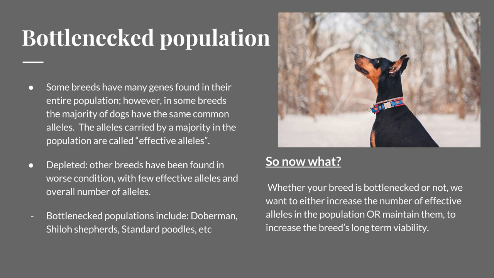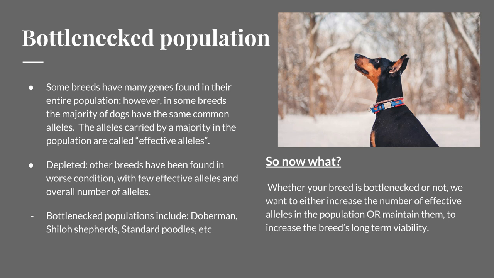So continuing on with bottleneck populations, some breeds have many genes found in their entire population. However, in some breeds, the majority of the dogs carry the same common alleles or variants of genes. So they'll have lots of different types of genes or alleles found in the population, but the majority of dogs only have a select few. The alleles carried by the majority in the population are called effective alleles.